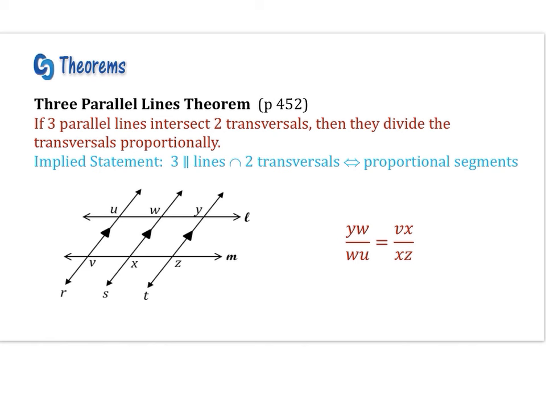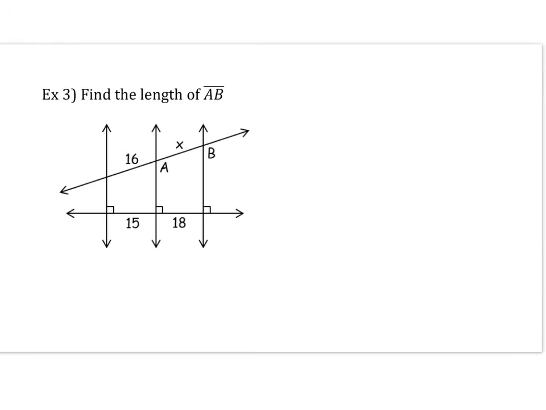Our next theorem is the three parallel lines theorem. And it states that if three parallel lines intersect two transversals, so we have 1, 2, 3 parallel lines intersecting two transversals, then they divide the transversals proportionally. Implied statement shortened down: three parallel lines intersecting two transversals implies proportional segments. So we can see that YW compared to UW, or WU, is equal to VX compared to XZ.